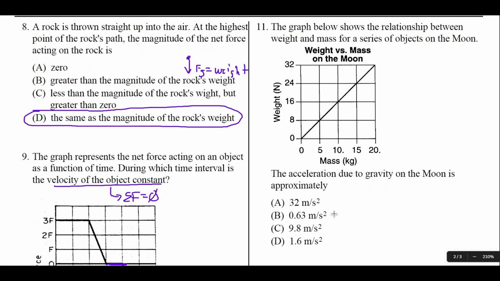Pause the video, work it yourself. We'll go in a second. All right. So they want us to figure out the acceleration due to gravity, based off of Fg equals mg. Now, personally, I don't like using the equation. If I just think about what I get if I do Fg divided by mass, or slope, it turns out I get g. So the slope of this line will end up getting me the value of g. So 16 minus 0 divided by 10 minus 0 gets me choice D, 1.6.